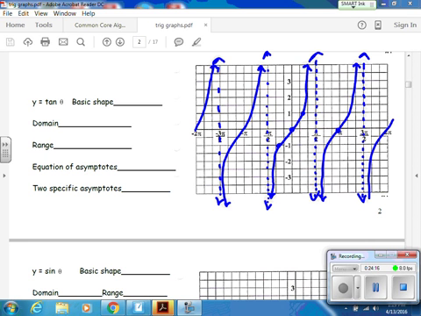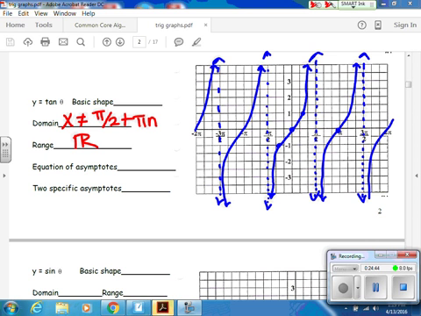Basic shape, that's pretty easy, right? What about domain? All X except for like the other one. X is not. Exactly. Okay, what about the range? Yep. All reals on this.